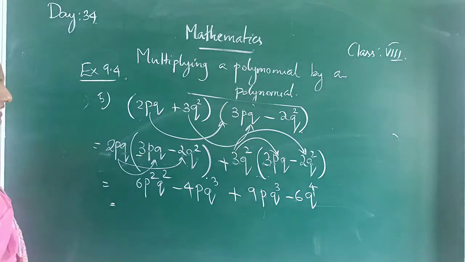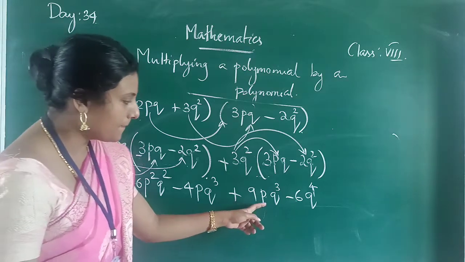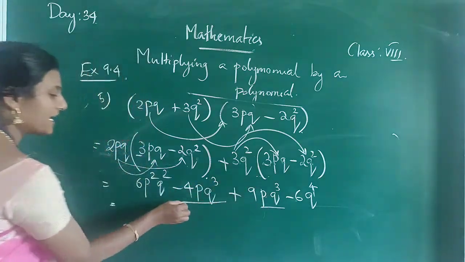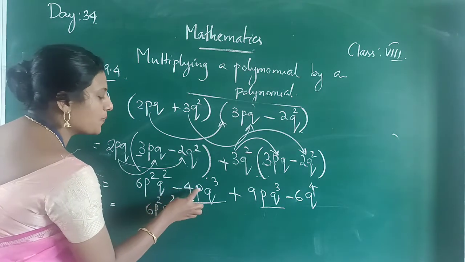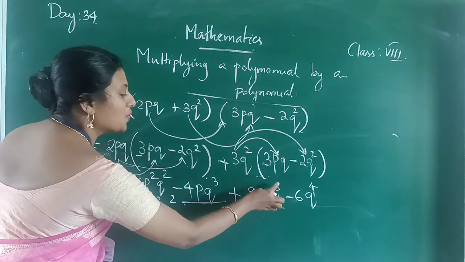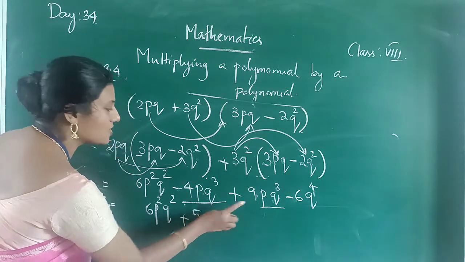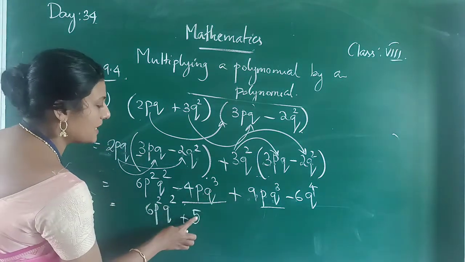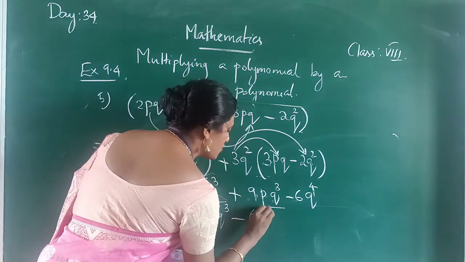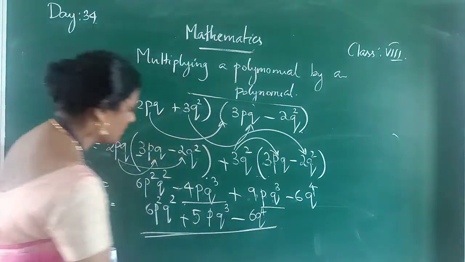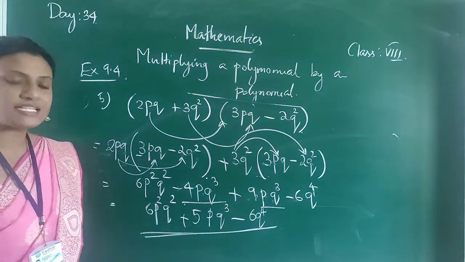Next, collect the like terms. p square q square is there, there is no such other term. pq cube. Then pq cube. So these two are like terms. So you can write 6p square q square minus 4pq cube plus 9pq cube. So 9 minus 4 is what? Plus 5 because the sign of the bigger number is positive. So plus 5pq cube minus 6q raised to 4. So this is the answer. 6p square q square plus 5pq cube minus 6q raised to 4.